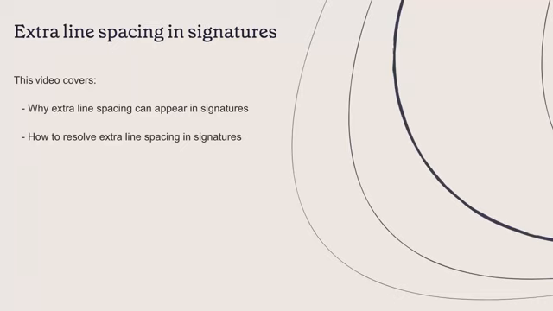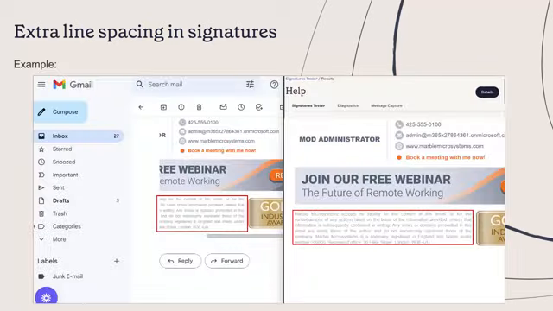In this video, we will look at why extra line spacing can appear in signatures when replying to emails in a mail client, and how to resolve this issue. This issue occurs when the mail client adds its own line height values to the email signature, causing double line spacing. To resolve this issue, we recommend setting your line height value to 2 points higher than your font size.